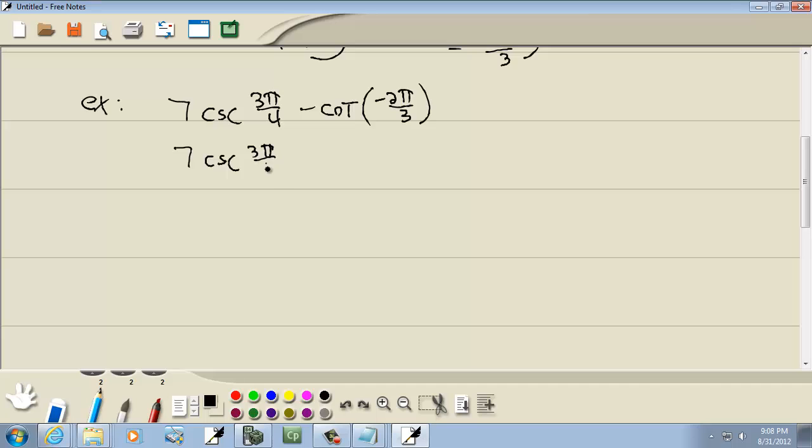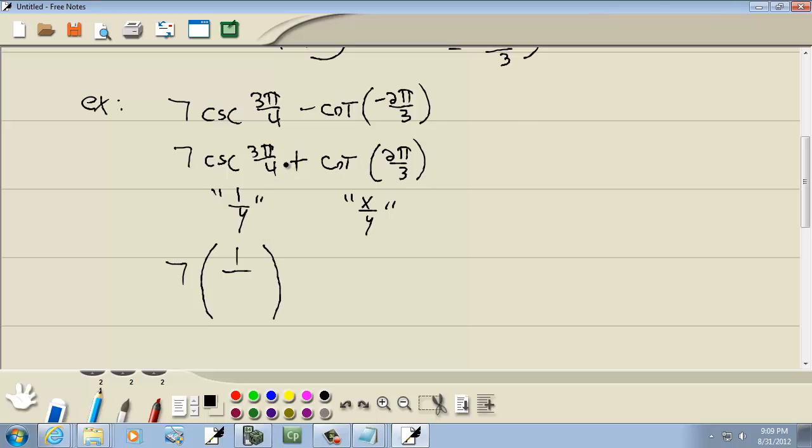Well, again, cotangent is an odd function, so if you got a negative angle in there, you can take the negative and put it out in front, and there's already a negative there, so that becomes a positive. Now, in terms of our unit circle, cosecant is 1 over y, and cotangent is x over y. So let's look these up.